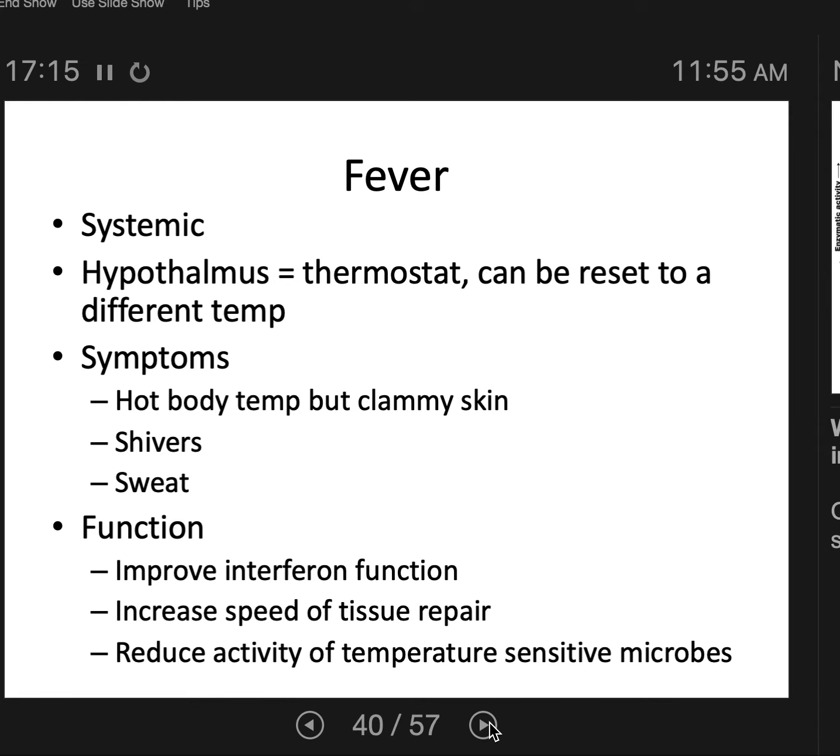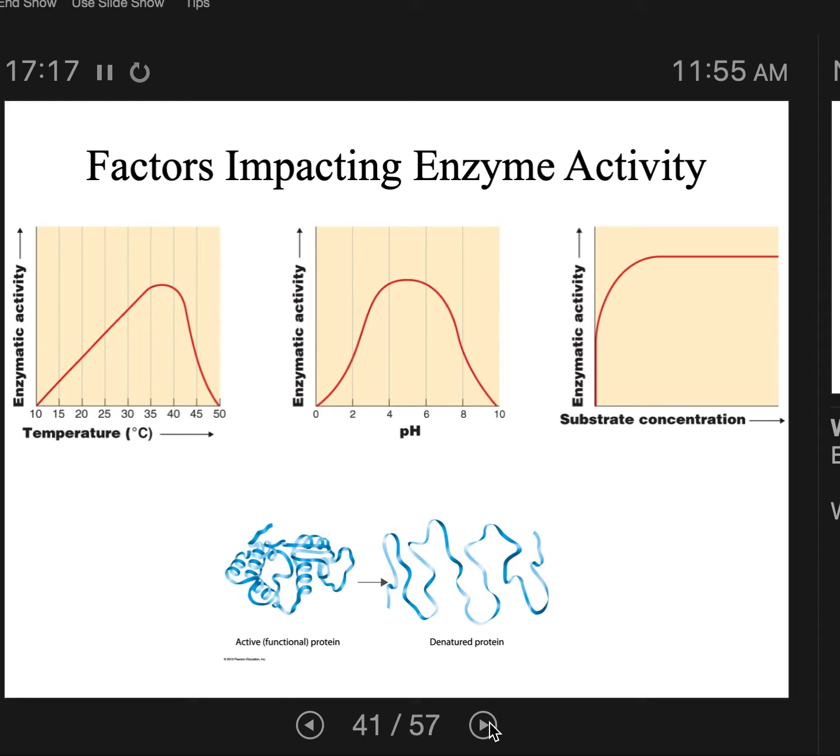So let's go back to this slide that I was referencing. So again, here's enzyme activity, how fast a particular enzyme is working, and here's temperature, going from 10 to 50. As the temperature rises, the enzyme is working faster, faster, faster. And this is true for all enzymes. Enzymes at first will start working faster, faster, faster as you increase the temperature.